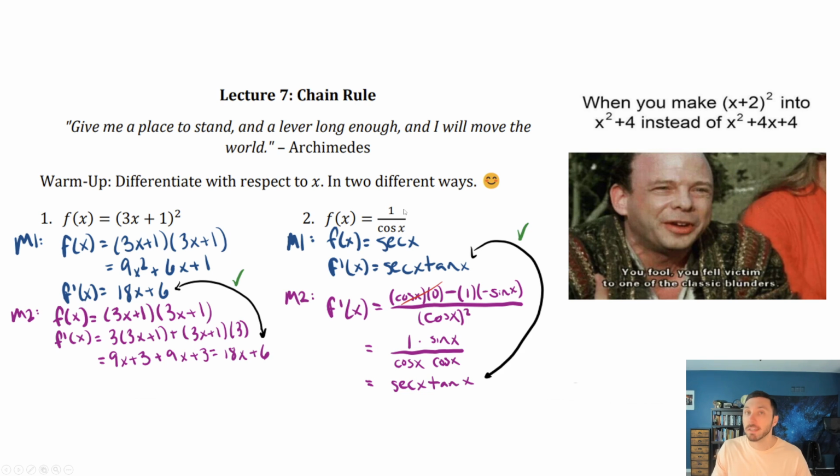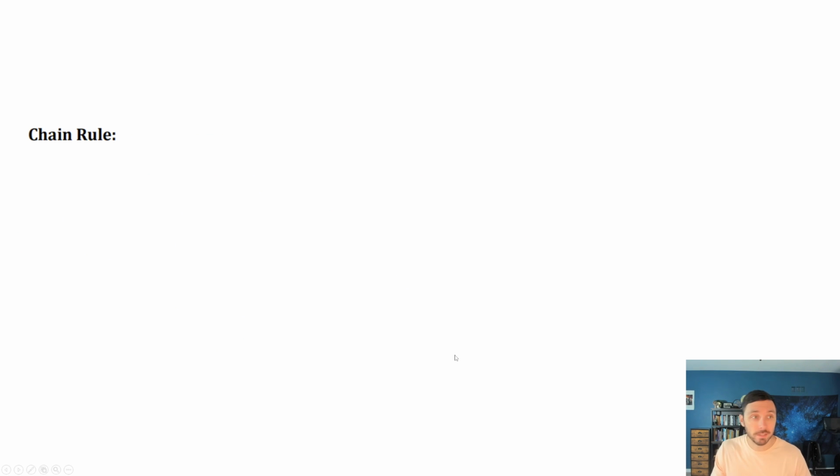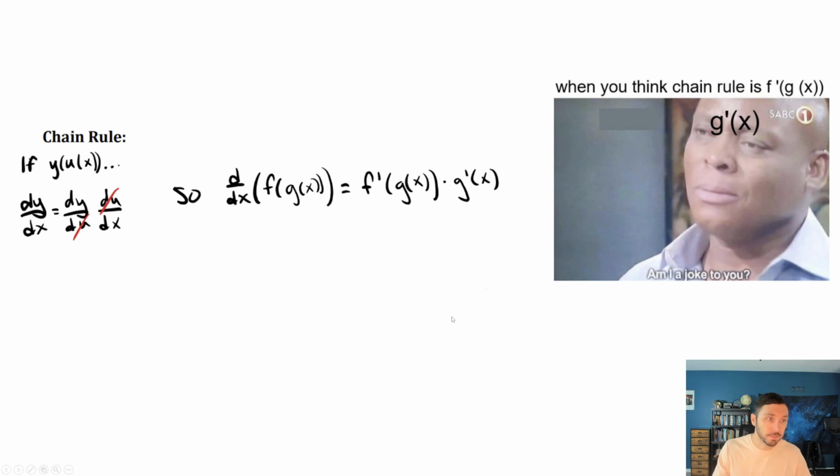Looking at the first one, I definitely would use the reciprocal identity for sure, and just get secant tangent. But if you did go through the quotient rule, you would get the same answer. All right, so what's the deal with both of those cases? The chain rule is better. It's better. It goes like this.